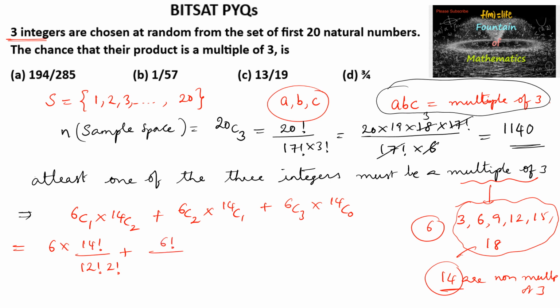is 6 factorial upon 4 factorial into 2 factorial, into 14C1 is 14, plus 6C3 value is 6 factorial upon 6 minus 3 is 3 factorial into 3 factorial, into 14C0 value is 1. Let us simplify and write here.